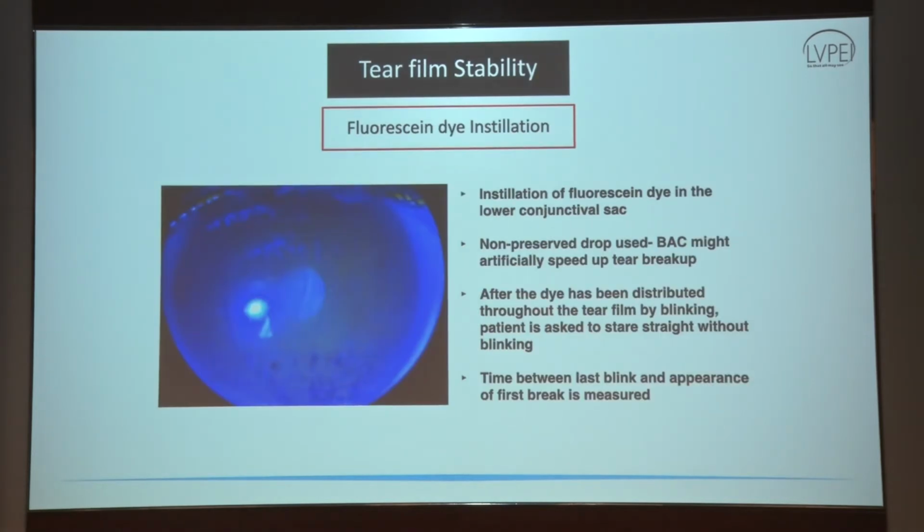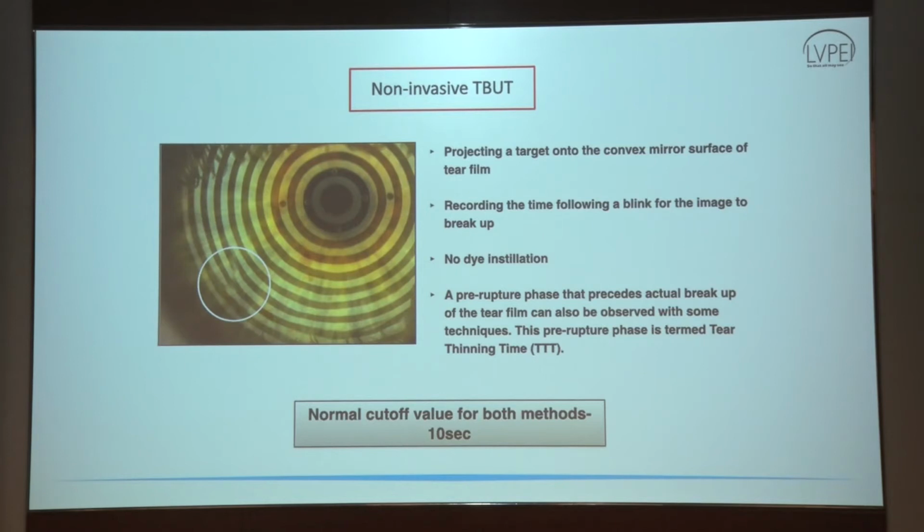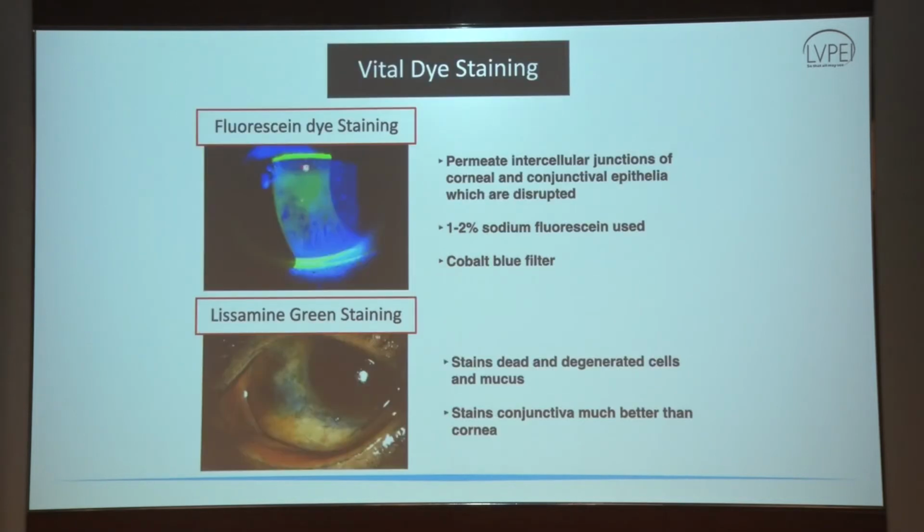Then tear film stability is usually checked with the help of fluorescein dye instillation, where you should use a non-preserved fluorescein drop, and the time between the last blink and the appearance of the first break is your TBUT. There is also non-invasive TBUT, where a placido image is projected on the tear film, and you look at the tear breakup. If there is a breakup in the image, that is how it picks up the first TBUT. Normal cutoff would be less than 10 seconds.